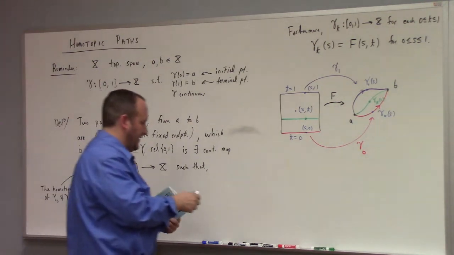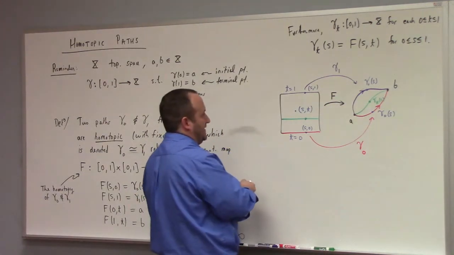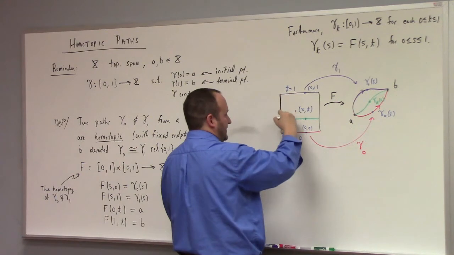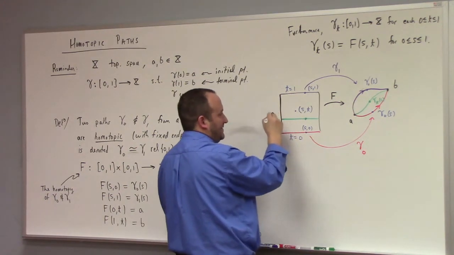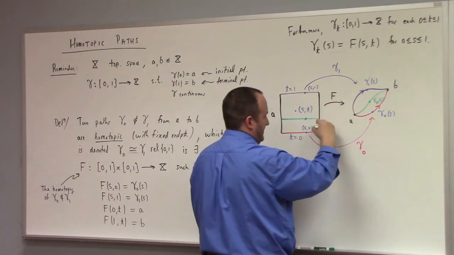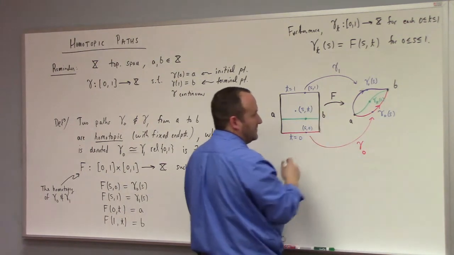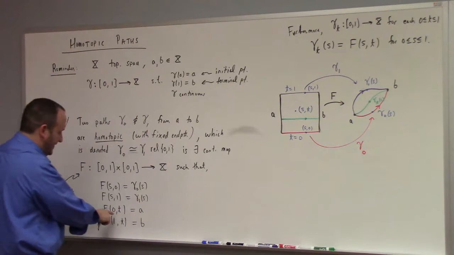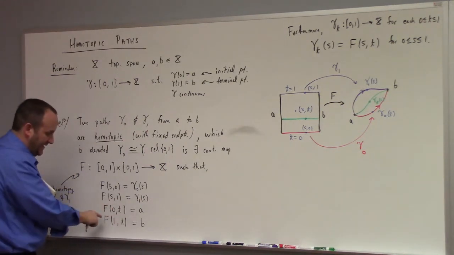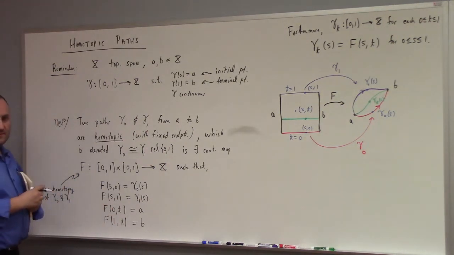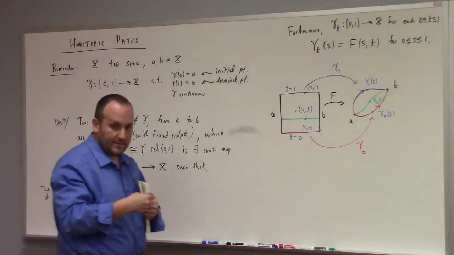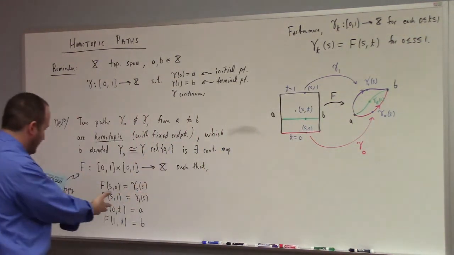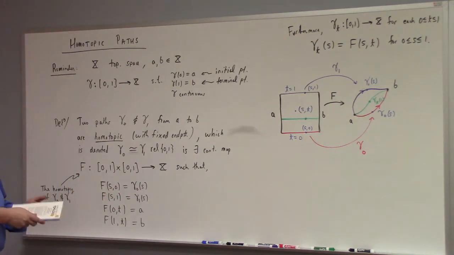Yeah, fair enough. So his picture is that this is essentially A, and this essentially gets mapped to B. Those are these two conditions: F of 0,t is A, F of 1,t is B. That's what it takes to define a homotopy between two paths.